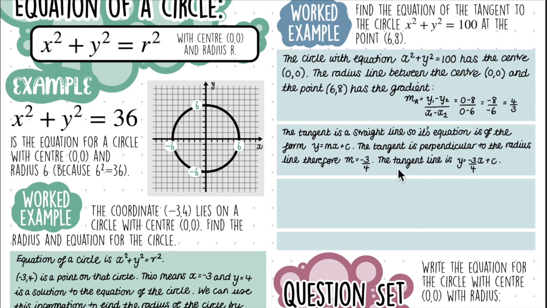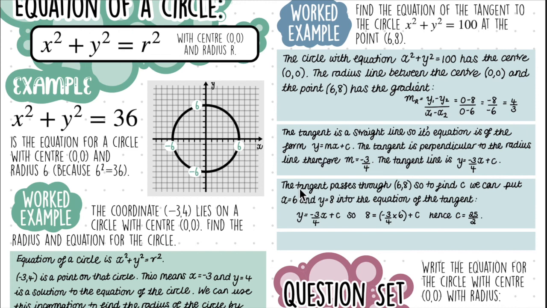So here we go. We know the tangent line so far is y is equal to minus 3 over 4x plus c. So now all we need to find is this c. In order to find c, we can utilise a bit of information that we have. We know that the tangent line passes through this point (6, 8). That means x equals 6 and y equals 8 is a solution to this equation. Therefore, we can put 8 here instead of y, and we can put 6 here instead of x, and we can solve for c. So that's what I've done here.